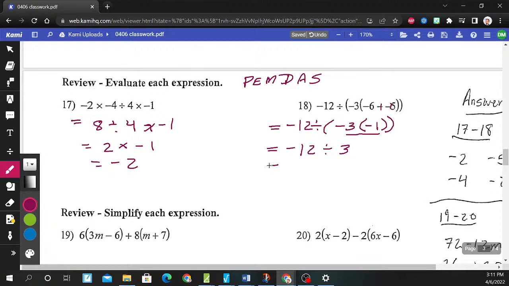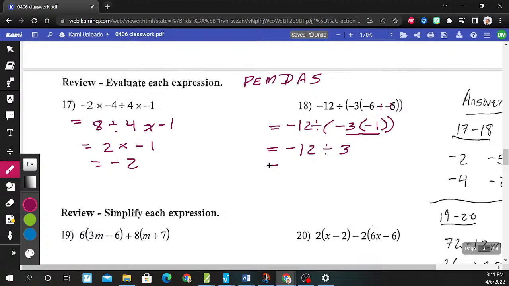Here we're going to distribute there and there. So that gives us 18m minus 36 plus 8m plus 56. Adding like terms together, we have 18 plus 8 is going to be 26m. And then -30 plus 50 is +20.